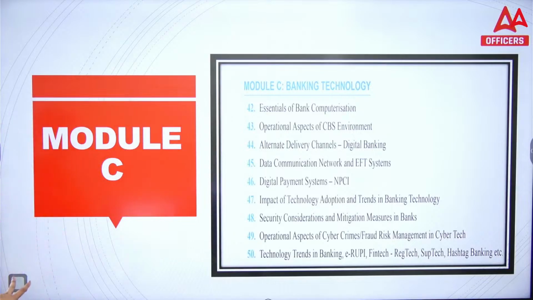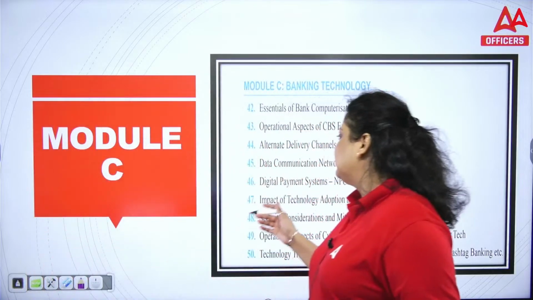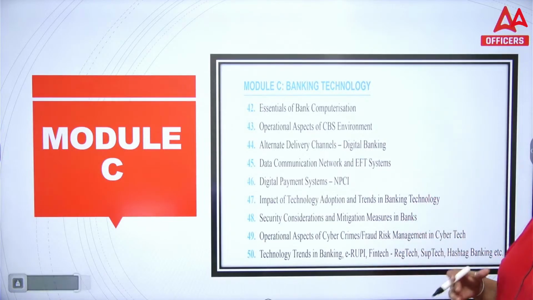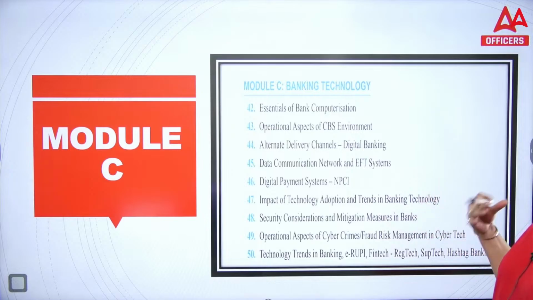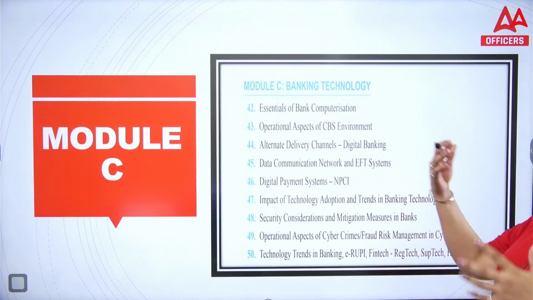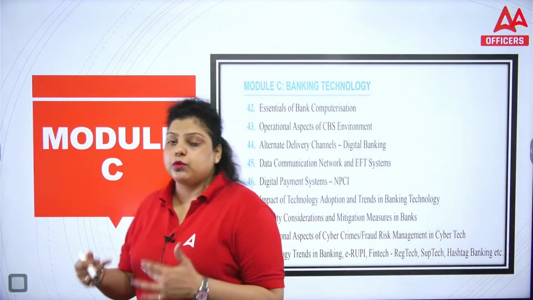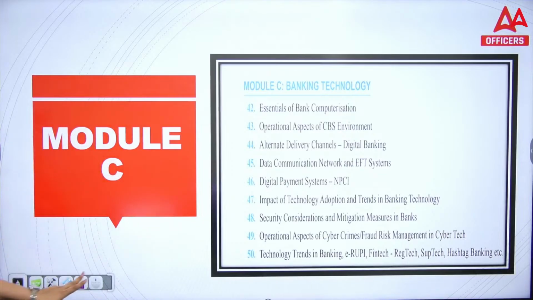And module C talks about banking technology, in which you have to cover the software on which the bank is working, how the bank works, what the data communication network is, how cyber crimes and fraud risk management will be done in the banks, what the CBS environment is, what CBS is, how it works, digital banking channels, and the different platforms available with the bank to provide digital banking services. All this has to be covered under module C.